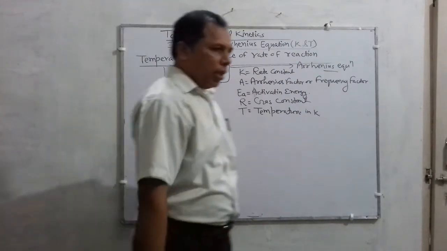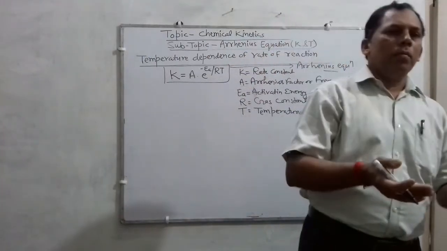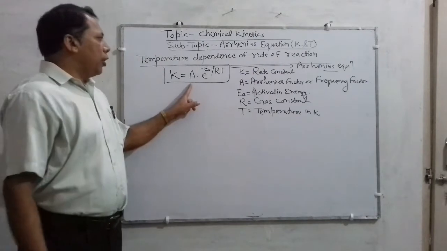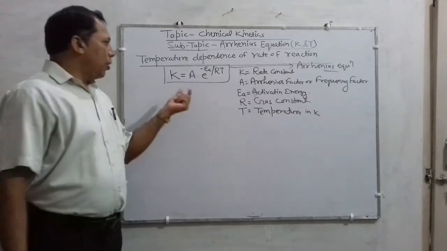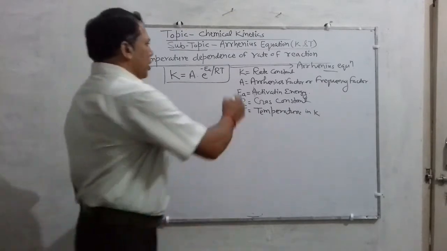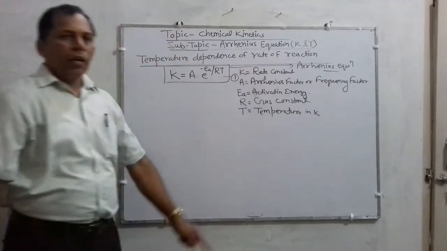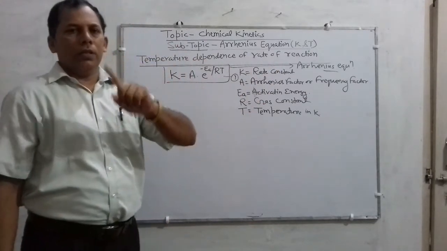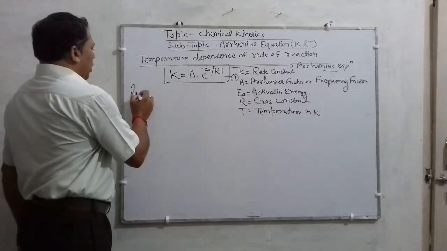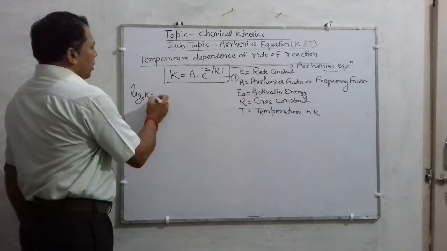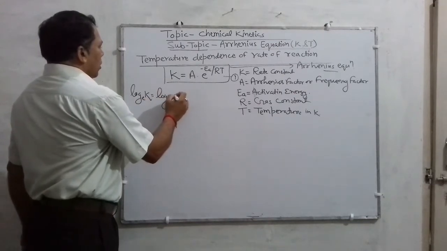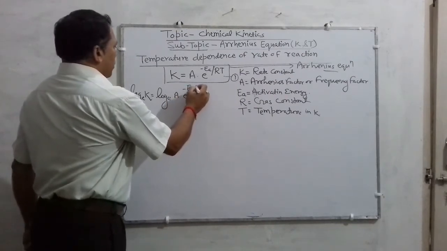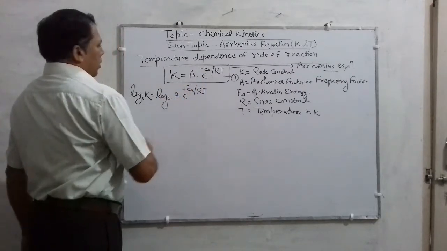But children, the question comes: derive the logarithm form of the Arrhenius equation. The logarithm form of this equation can be obtained by taking log on both sides. Suppose this is equation number 1, known as the Arrhenius equation. Taking log, log k = log of A into e^(-Ea/RT).